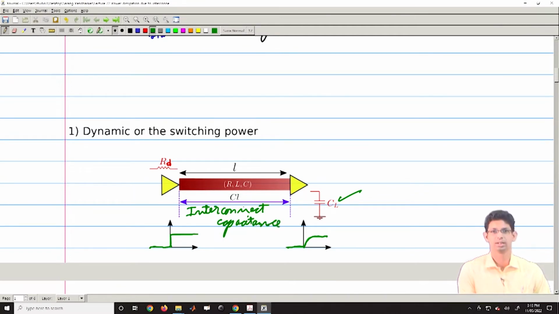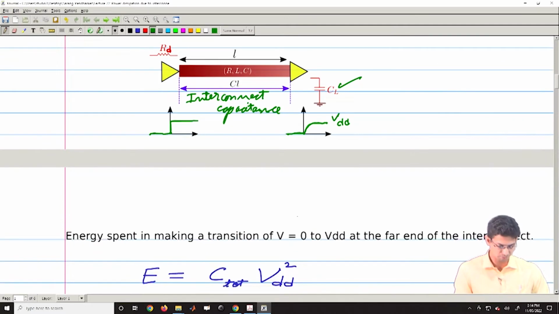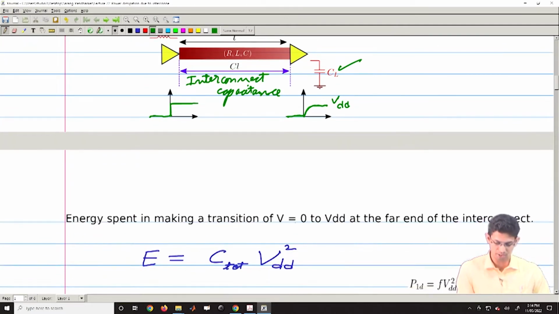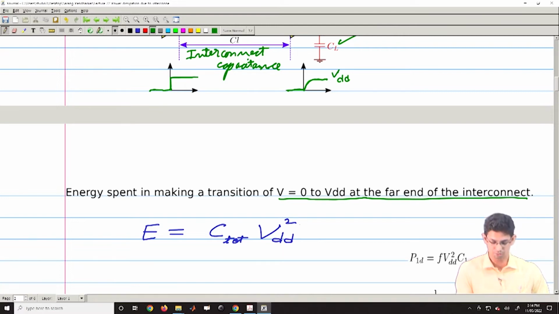So, interconnect capacitance in this case would be C into L, the net capacitance. Now, when you charge this interconnect and the load capacitance to a voltage of say VDD, some energy is stored in your circuit. While storing that energy, some energy is also spent, which is dissipated through resistance, and because of that there is some power loss. So, basically the energy spent in making a transition of 0 to VDD at the far end of the interconnect is given by E is equal to C total into VDD square.